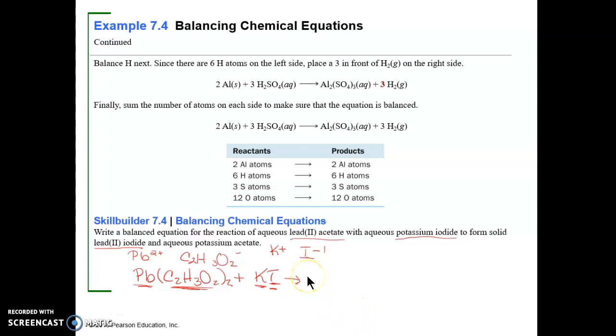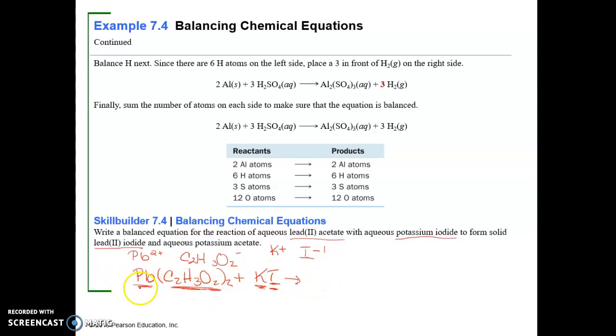All right, so we're going to finish up this problem that we started out in the last video. So we already made our lead 2 acetate and our potassium iodide. Those are our reactants. And this is a double replacement reaction. So basically in a double replacement reaction, these guys are going to switch partners. The cation of this one is going to go with the anion of this one. The cation of this one is going to go with the anion of this one. But you do have to look at the charges to see how they go together.